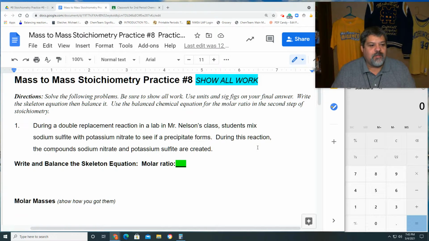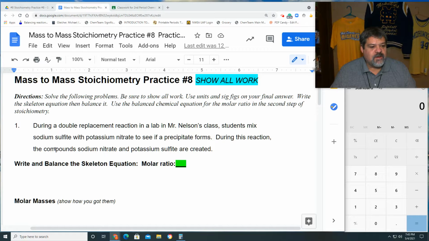Today we're doing practice number 8, problem number 1. It says, during a double replacement reaction in a lab, Mr. Nelson's class, students mix sodium sulfite with potassium nitrate to see if a precipitate forms. During this reaction, the compounds sodium nitrate and potassium sulfite are created.